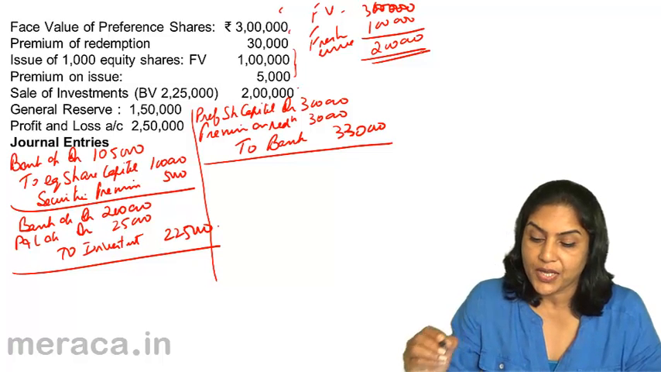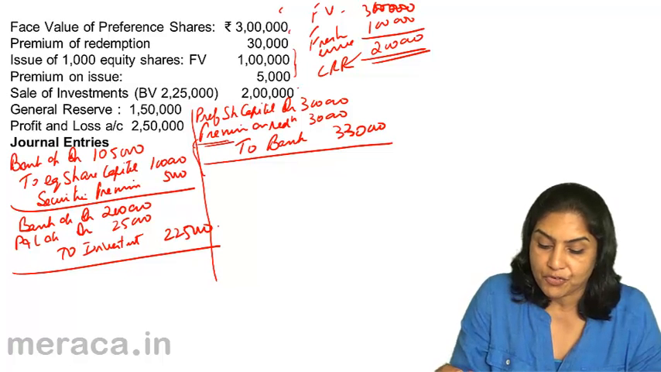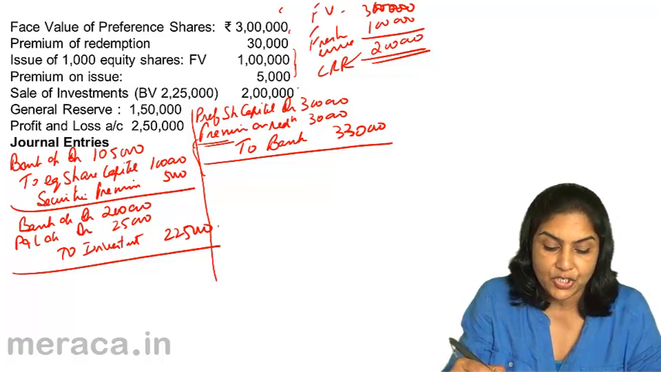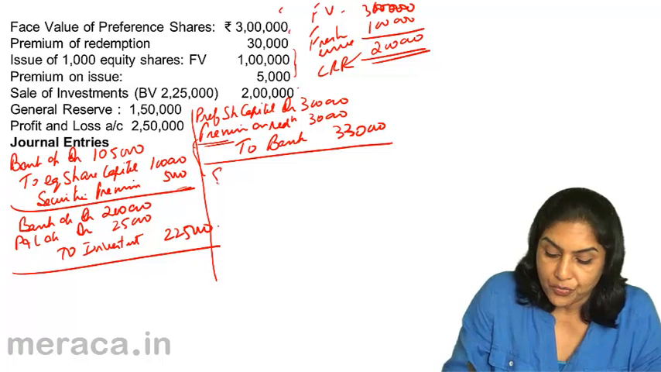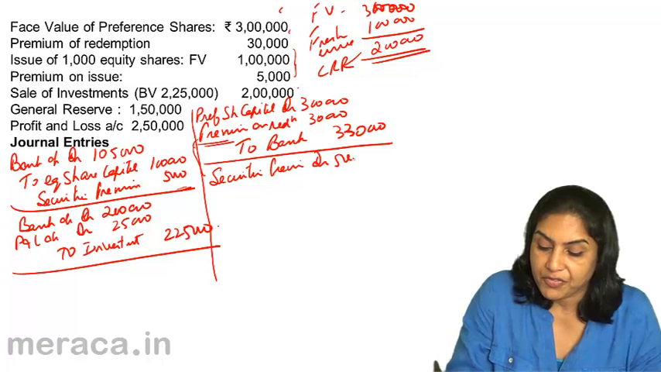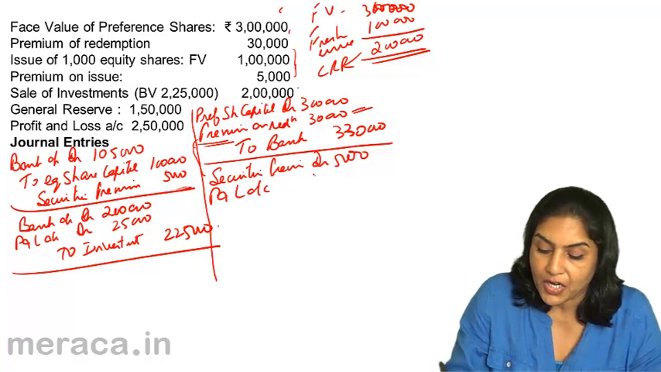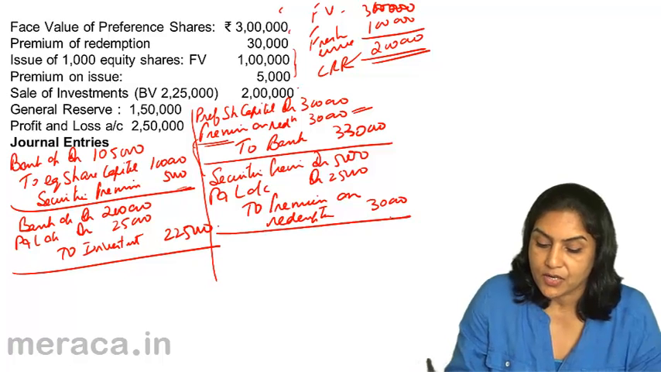Before we transfer to the capital redemption reserve account, let us also set off the premium on redemption of preference shares. Do we have securities premium? No, we did not have any securities premium in the balance sheet, but 5,000 securities premium we got from fresh issue. We will use that and we will say securities premium account debit 5,000, but we need total of 30,000 premium. So the balance we take from the profit and loss account 25,000 to premium on redemption, that is 30,000.